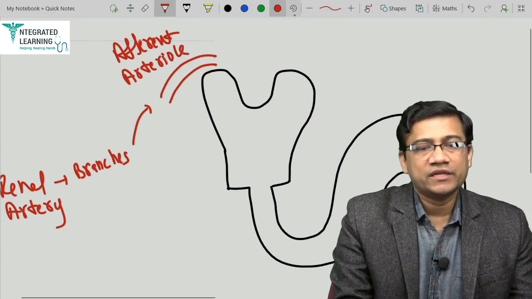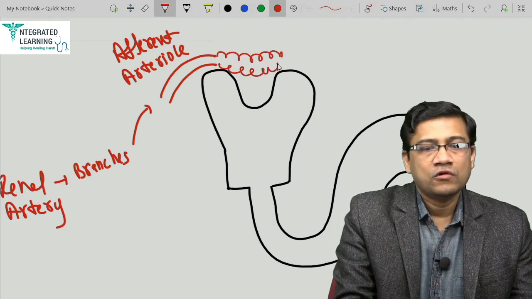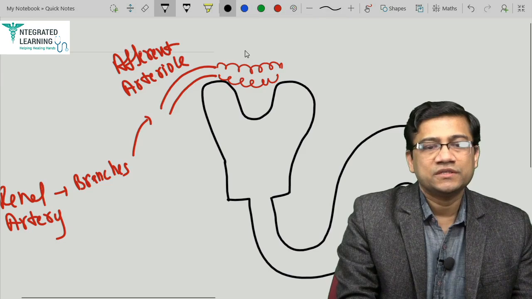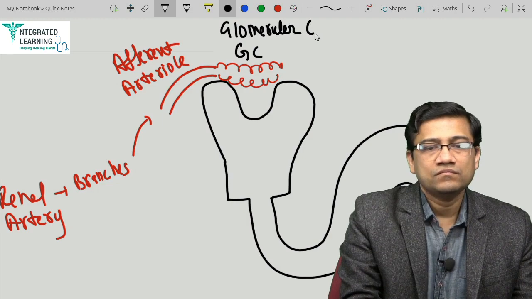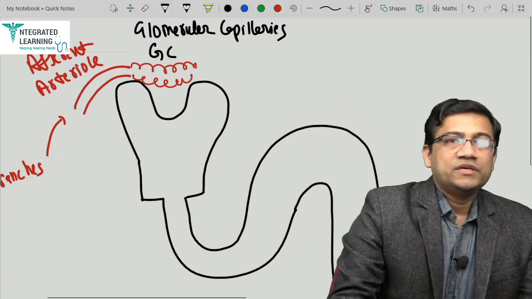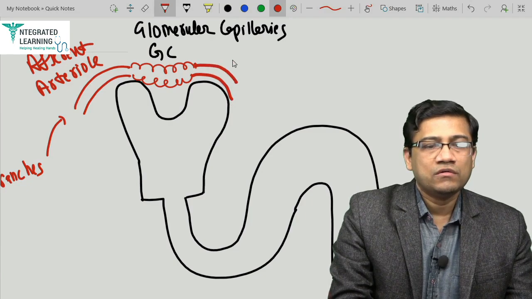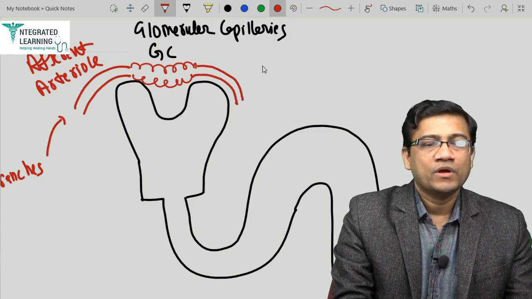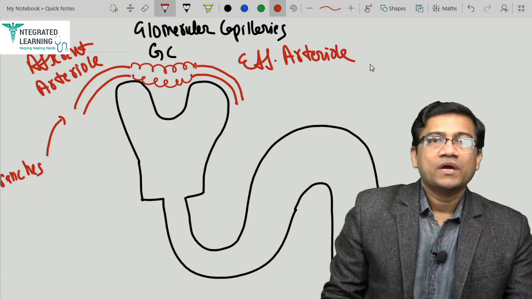Now this afferent arteriole is going to in turn make a bunch or tuft of capillaries called the glomerular capillary, GC. This is the GC, glomerular capillary. Now these glomerular capillaries in turn will end up in another arteriole, called the efferent arteriole. Now here pay attention.